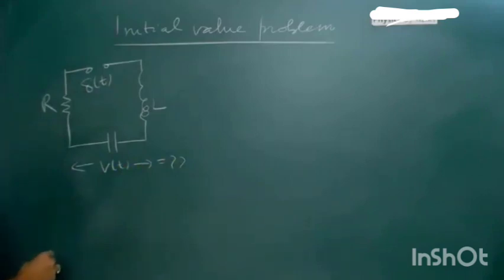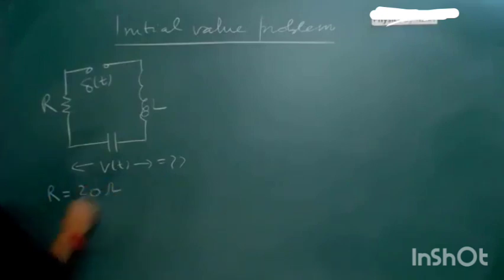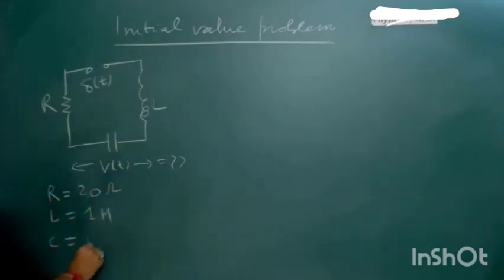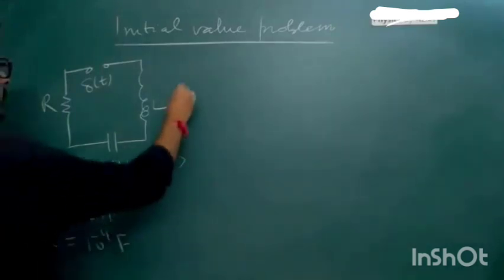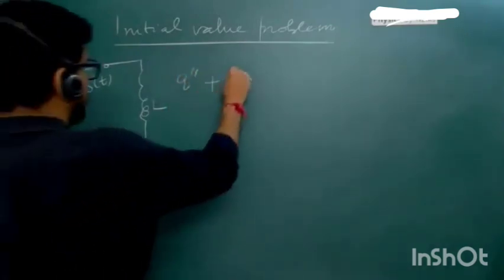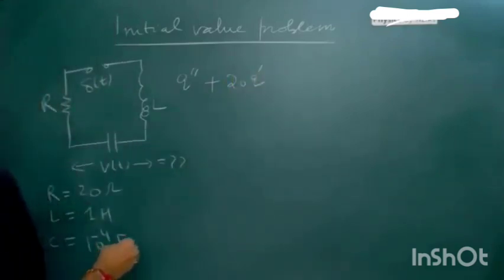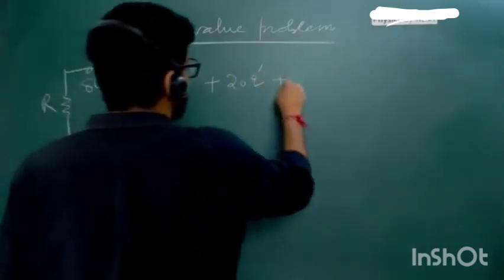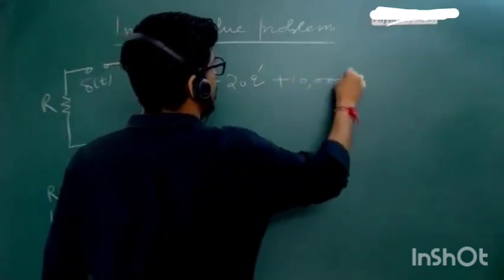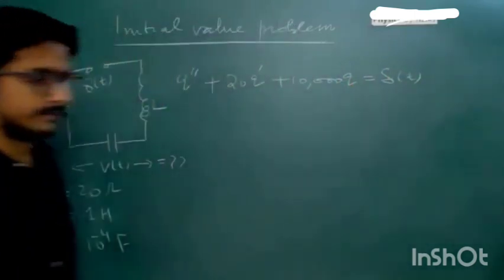So we know the value of R is given as 20 ohm, the value of L is given as 1 Henry, and the value of C is given as 10 to the power minus 4 farad. So the equation will become Q double dash plus 20Q dash, a second order differential equation, plus 10,000 Q is equal to the delta function. So this you already know.